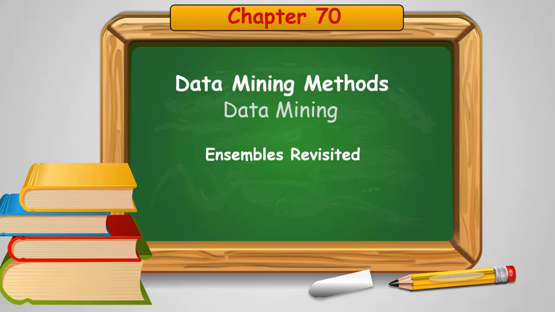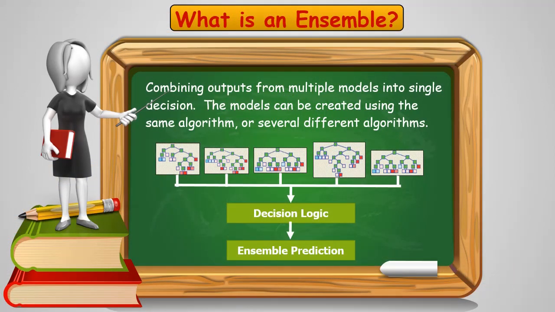In this chapter, we're going to revisit the topic of ensembles in slightly more detail. Now we're going to rehash some of this because when we discussed random forest and gradient boosted trees, we did talk a bit about ensembles. So I'm going to walk through in just a little more detail some of the topics behind it. So a reminder, ensembling is the process of combining the outputs from multiple models into a single decision. The models can be created using the same algorithm or with different algorithms.